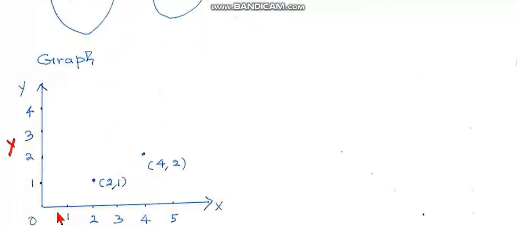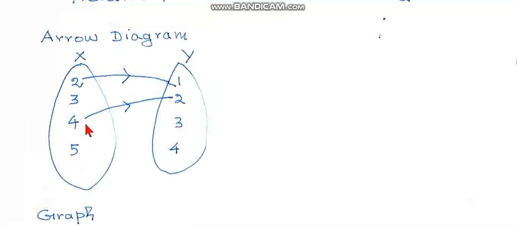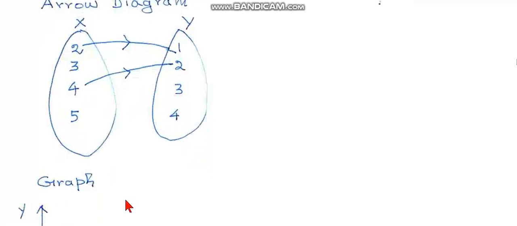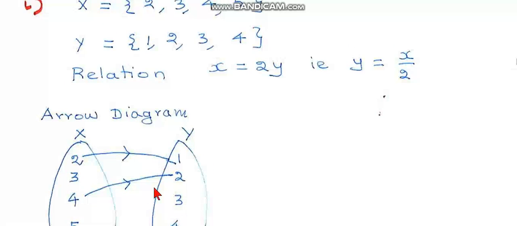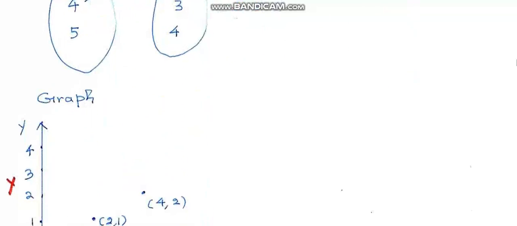Then the graph. The set X is taken on the x-axis and set Y is taken on the y-axis. Now we mark the corresponding points. First point (2, 1). Then the second point (4, 2): 4 on x, 2 on y. These 2 points form the relation. Then roster form: {(2, 1), (4, 2)}, the set of ordered pairs, that is the roster form.